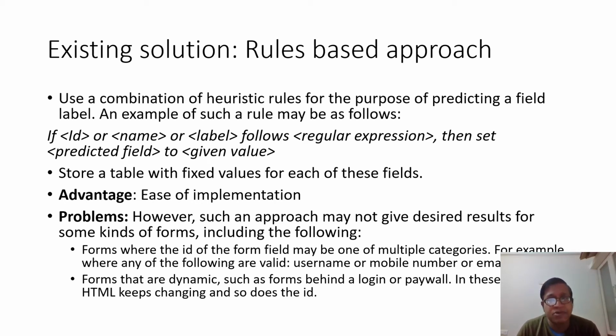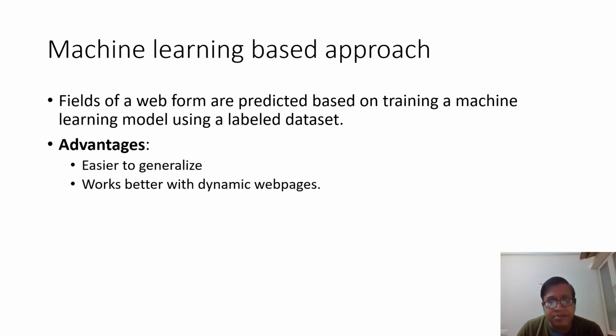Such a rules-based approach with heuristic rules will not work because the rules are fixed. Sometimes the rules are based on this is the name, this is the ID, and this is a label. But in dynamic forms, the name or the label or the ID may be dynamic. They may change with time. So this will not work. So we come to a machine learning based approach, which can be easier to generalize and which will work better with dynamic web pages. That's the idea.